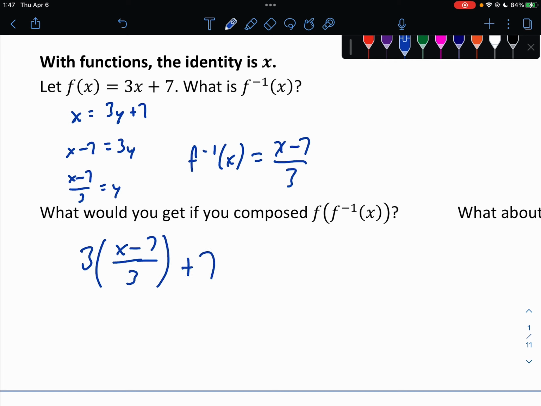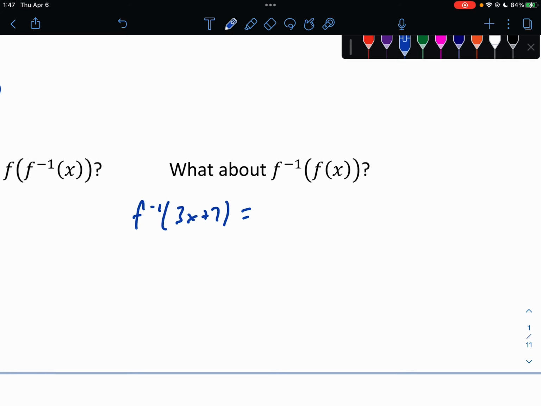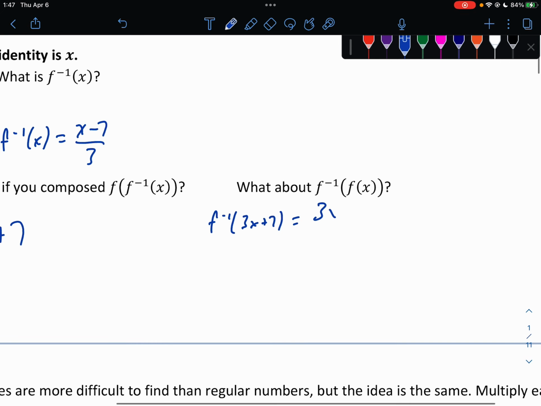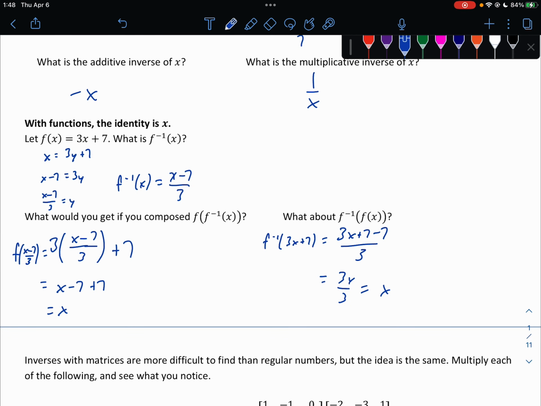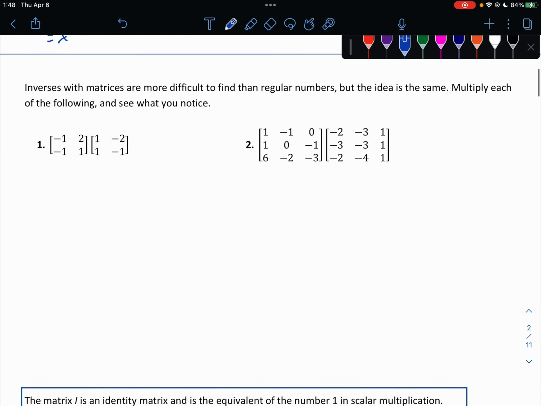What about f inverse of f? So that would be 3x plus 7 minus 7 over 3, which is 3x over 3, which is x. Look at that. We learned that in units past, that a composition of a function and its inverse will always lead us to x. So now let's jump into matrices.